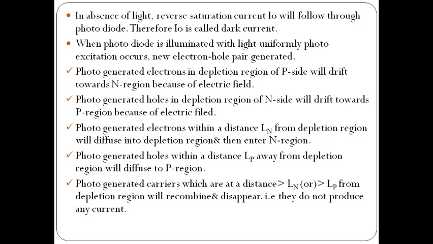Diffusion means that when a concentration gradient is present, the charge carriers move from higher concentration to lower concentration. These photo-generated carriers which are at a distance greater than either Ln or Lp from the depletion region will recombine. After the diffusion length of electrons or holes, they recombine with the opposite charge carrier and disappear. So they do not produce any current. Clear?